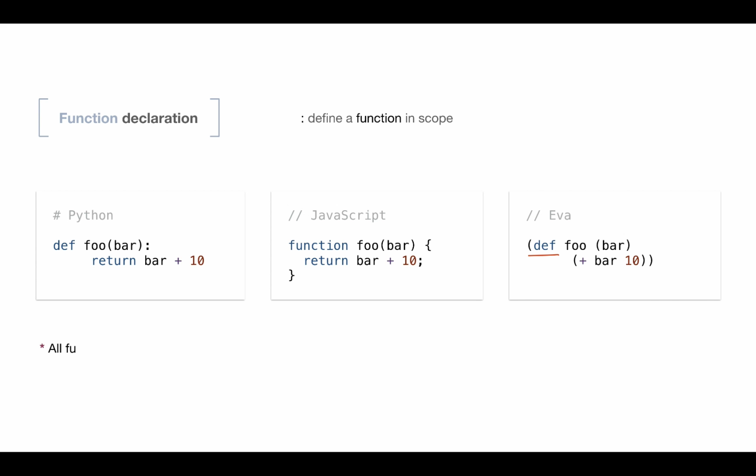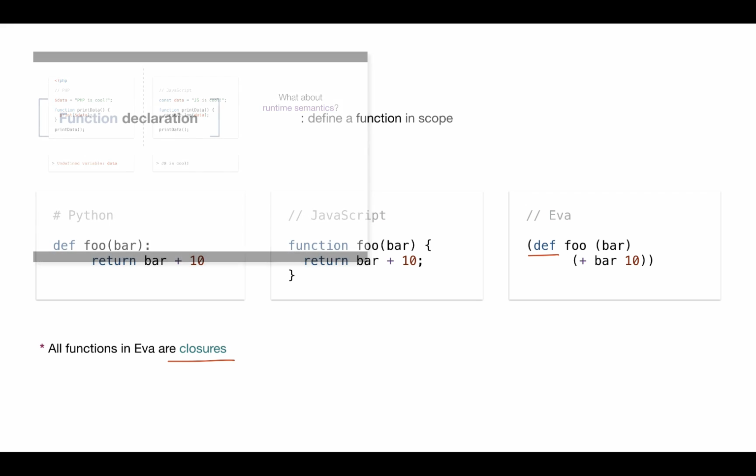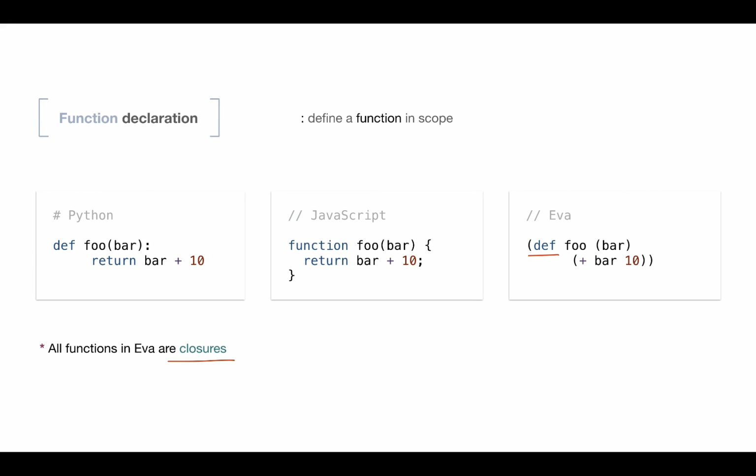Now we should also say that all functions in Eva will be closures. Recall the example from the first lecture when we compared PHP and JavaScript, and some bindings from the outer scope were not captured by PHP, but were captured by JavaScript. So in Eva, we'll be capturing correctly, and it will be exactly the same semantics as in JavaScript and Python.